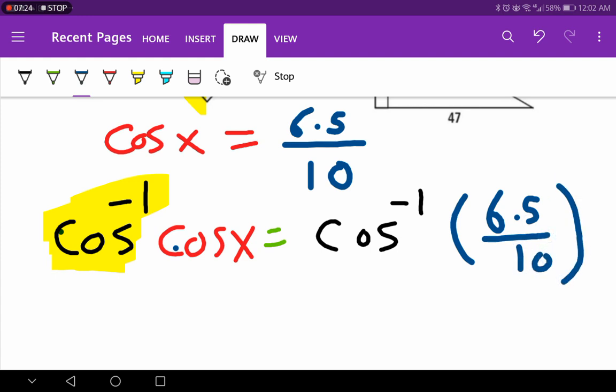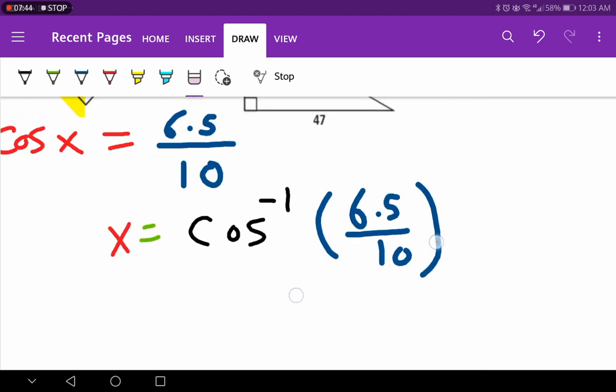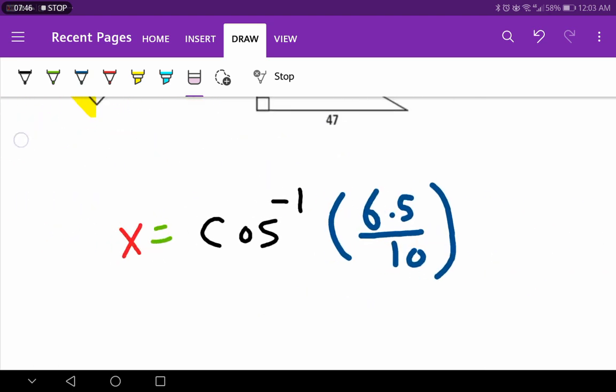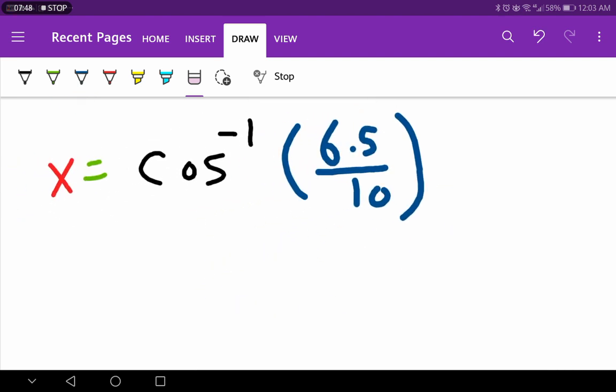Actually, cosine inverse will eliminate this cosine. So I will erase it. So x equals, let me erase this also. Okay, thank you. Now we have this.